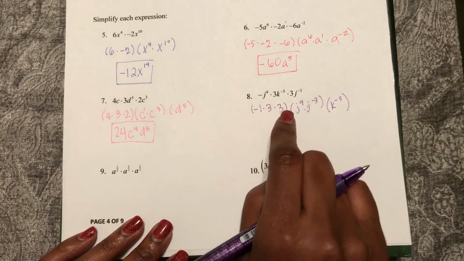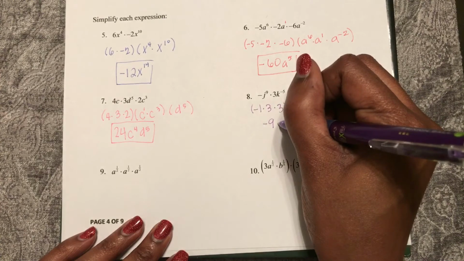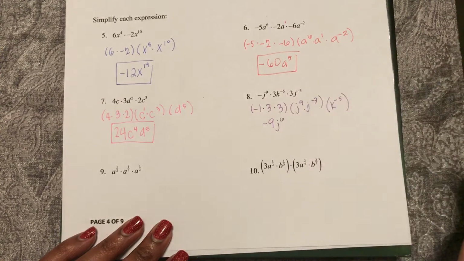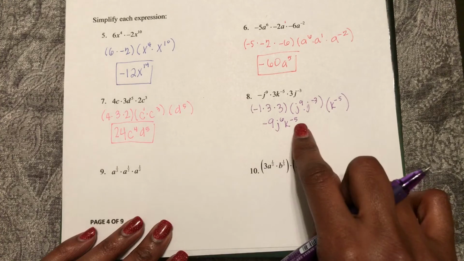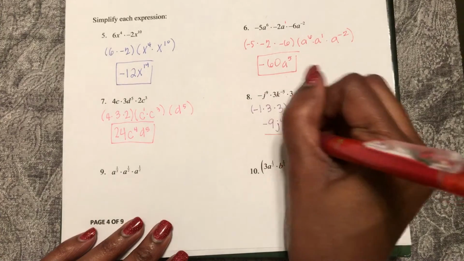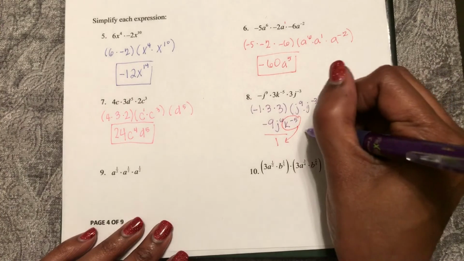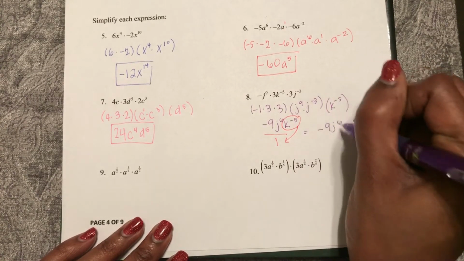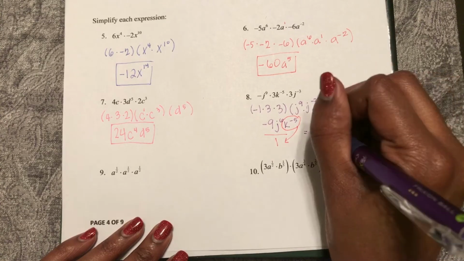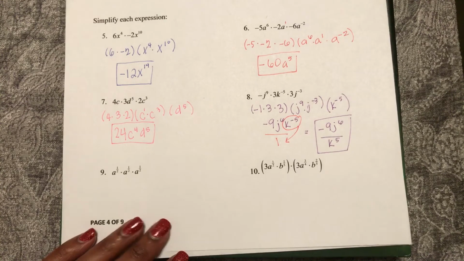So negative 1 times 3 is negative 3. 9 plus negative 3 makes j to the 6th. And then I have k to the negative 5. Now remember, this is not simplified if it has a negative exponent. So I'm going to take this one and move it down to my denominator. So put this over 1, take this term, move it down. So now my final answer is negative 9 j to the 6th over k to the positive 5 power. So we do not leave negative exponents in our answer.